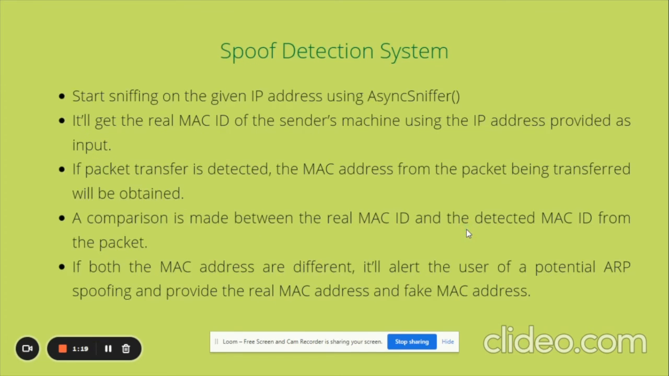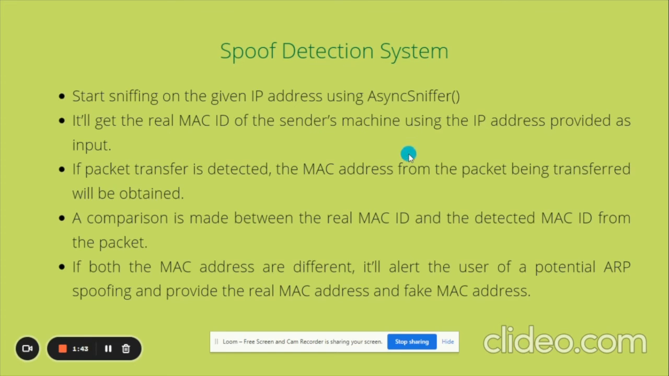So since the ARP attack was already performed in the lab, I have tried to bring the defense system into action. Now let's delve into how this defense system actually works. The defense starts sniffing on an IP address using the AsyncSniffer function that is provided by Scapy. Once it starts sniffing, it will get the real MAC ID of the sender's machine using the IP address provided as input.